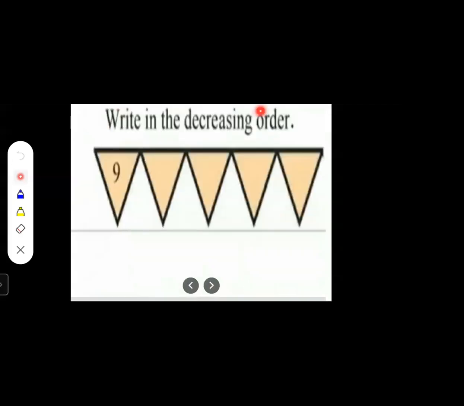Now the next one, we have to write this in decreasing order. Decreasing order means we are going to write from bigger number to smaller number. So here 9 is given. Before 9, which smaller number comes? 8. Then 7. Then 6. And then 5. So this is bigger number to smaller number. It is called which order, students? It is called decreasing order.